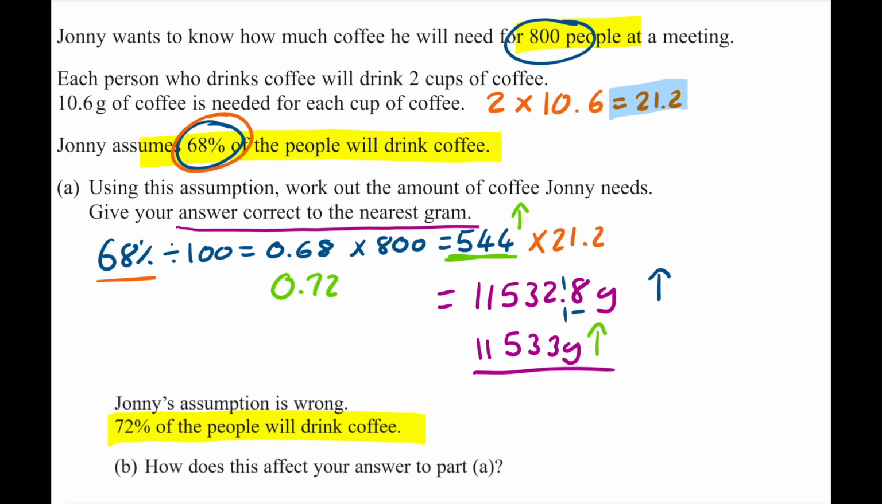For this question, there are a range of acceptable answers, so just have a look at the mark scheme to see what is acceptable. You could just work it out again, so do your 0.72 multiplied by the 800, that would give you a value, then multiply that by 21.2, and when you do that, that gives you 12,211. So then that would tell you that he needs more coffee.